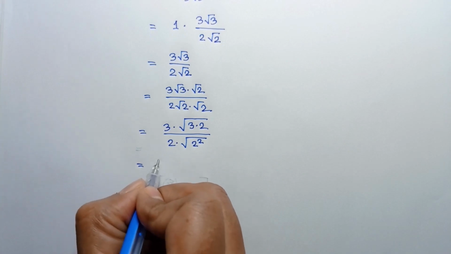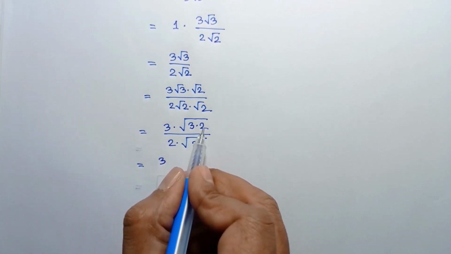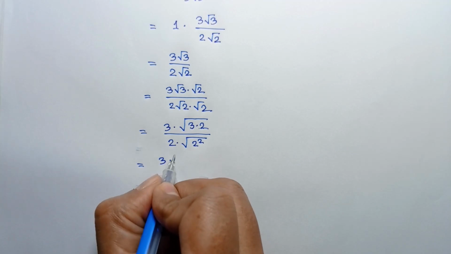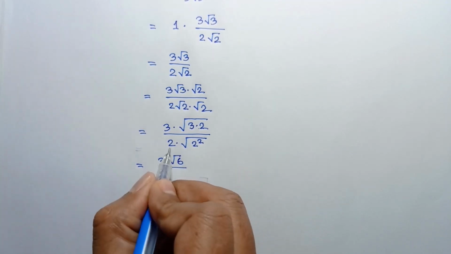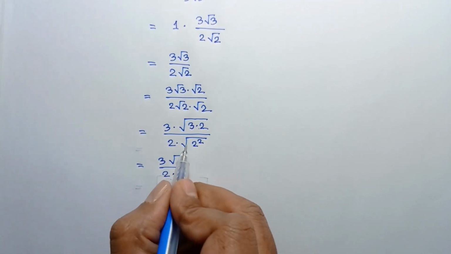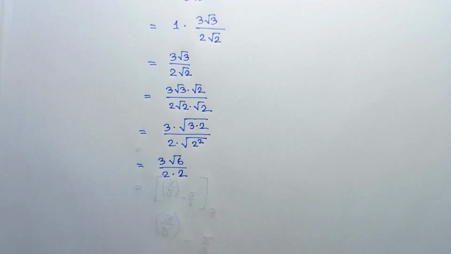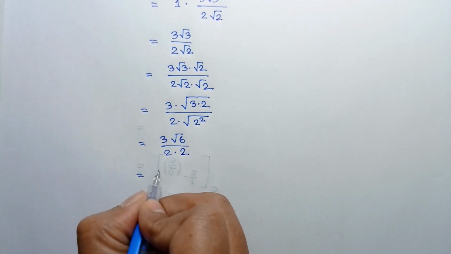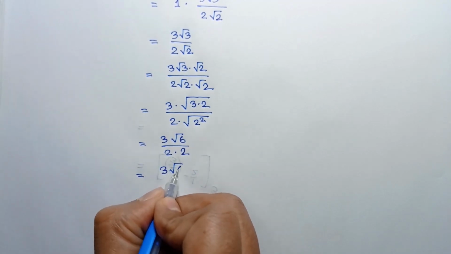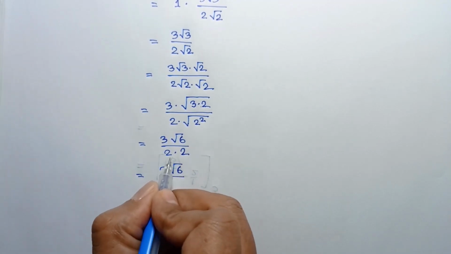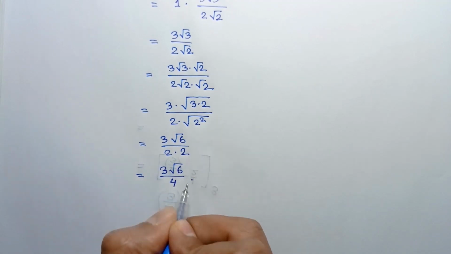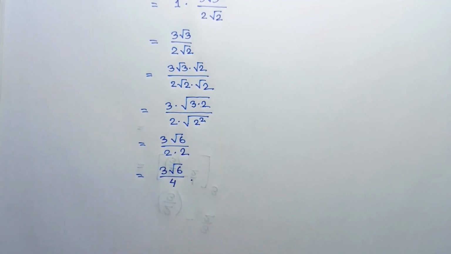3 times 2 is 6, so square root of 6 over 2 times square root and square will cancel out, so it will remain 2. This is equal to 3 square root of 6 over 2 times 2 is 4. So this is the simplified form of this expression.